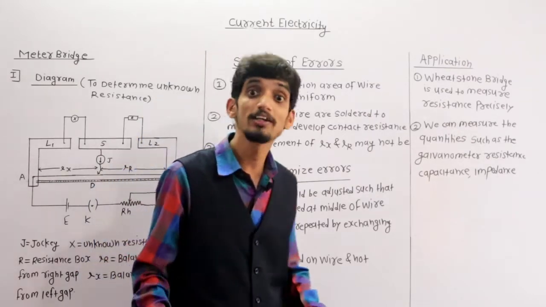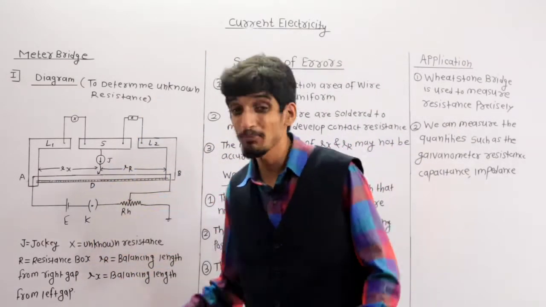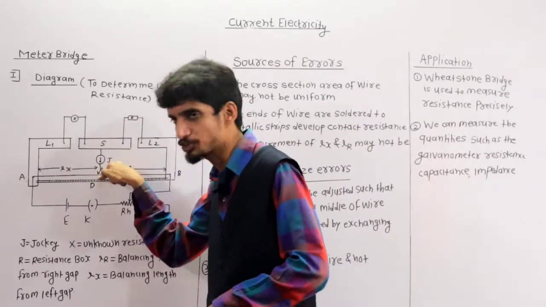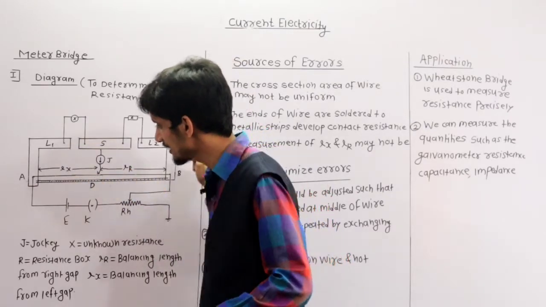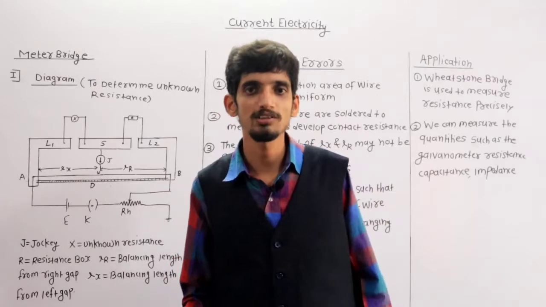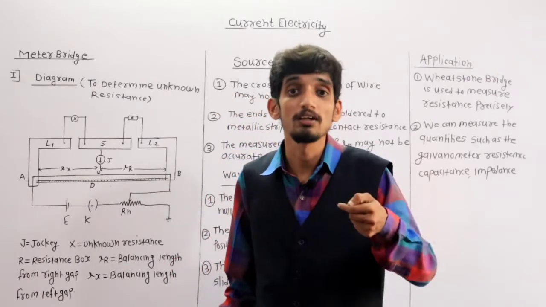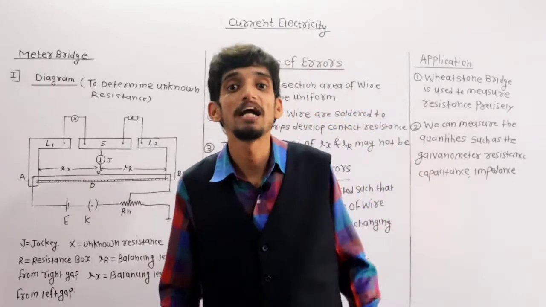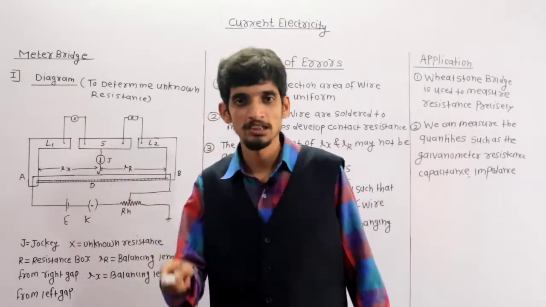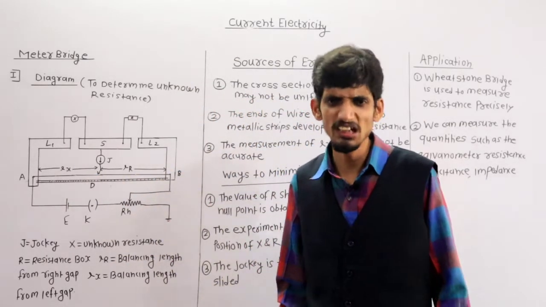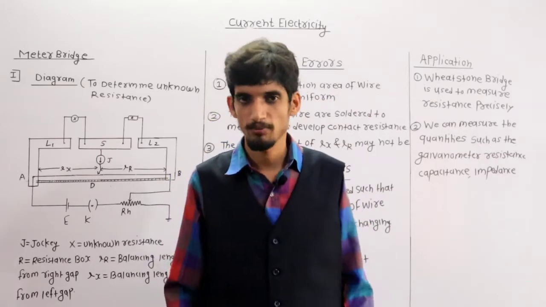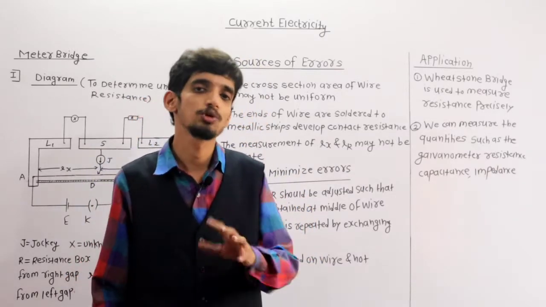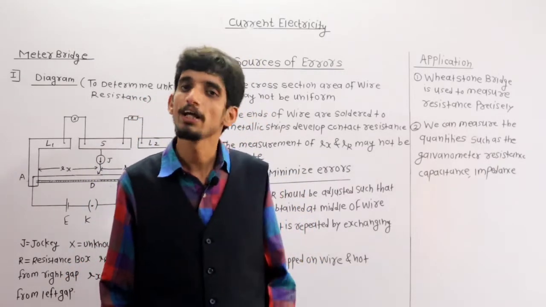And third, the jockey which we are using in this experiment must be tapped. It should not be slid, because tap means just touch on the wire. If you slide, then definitely there is a problem, because resistances develop. Clear? Or the wire may melt as you slide the jockey on the wire, and the uniformity of the wire is disturbed. So these are the three ways to minimize the error in the experimental setup of the meter bridge experiment.